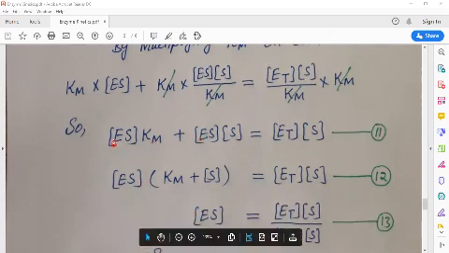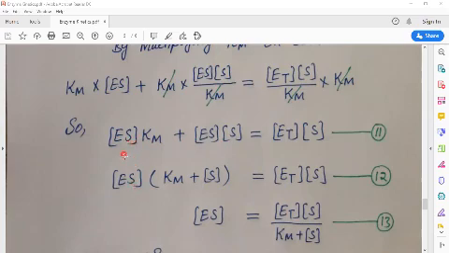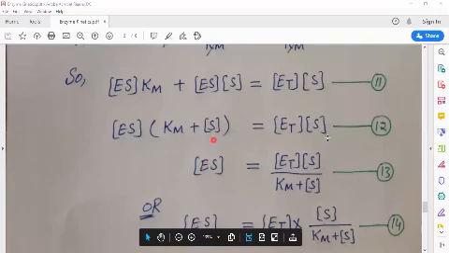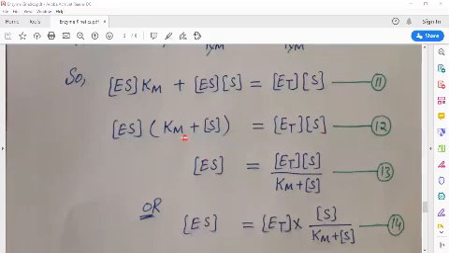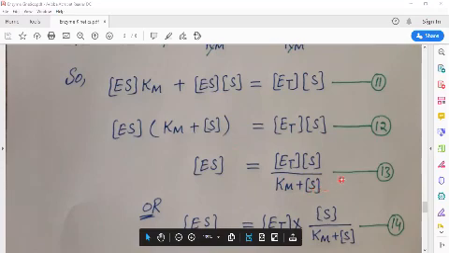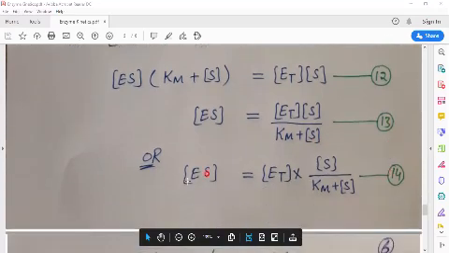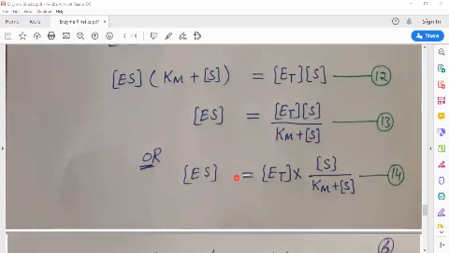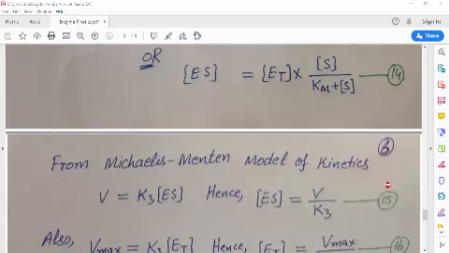ES is the common value in this equation, that's why we will write it as a common factor. ES concentration into Km plus substrate concentration is equal to Et into S. This is equation 12. Enzyme substrate concentration will be equal to Et into S divided by Km plus substrate concentration. This is equation 13. We can also write enzyme substrate concentration equal to Et multiplied by substrate concentration divided by Km plus substrate concentration. This is equation number 14.